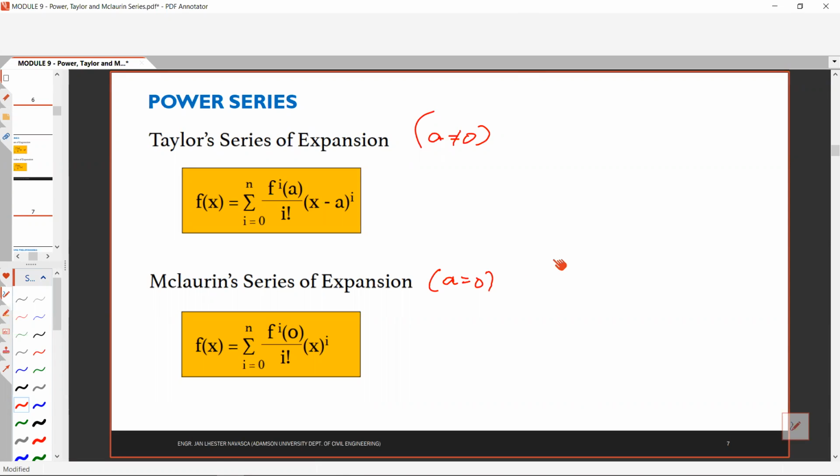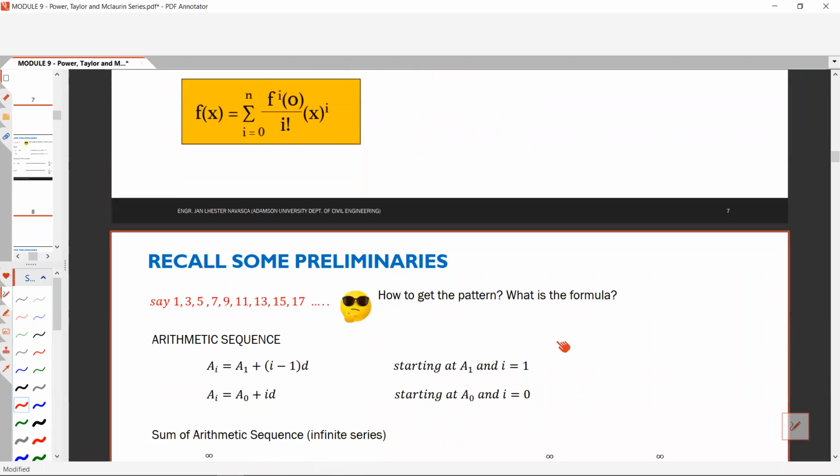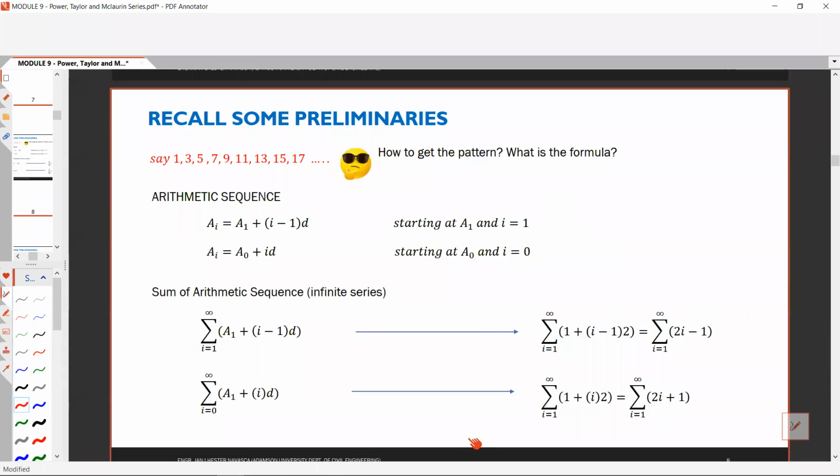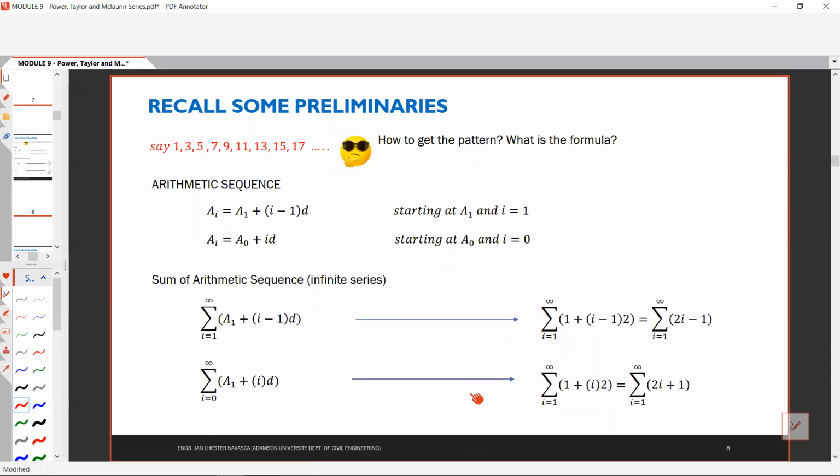Taylor and Maclaurin series. Okay, so before we go to expanding power series, recall some preliminaries. Okay, so I think nalaman nyo to sa senior high school or your junior high school. Okay, so this is, let's say, a pattern: 1, 3, 5, 7, 9, 11, 13, 15, 17. So the question is how to get the pattern. So what is the formula for this pattern?